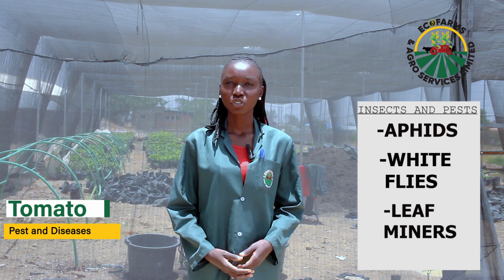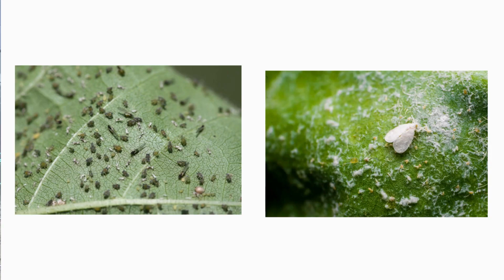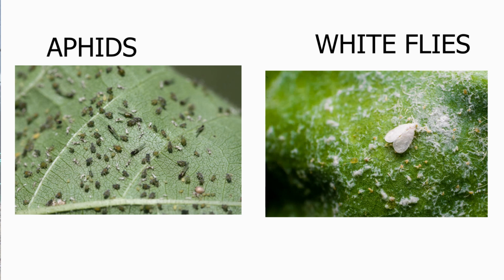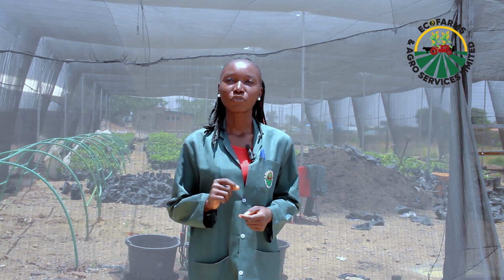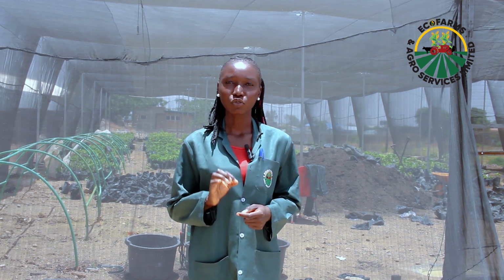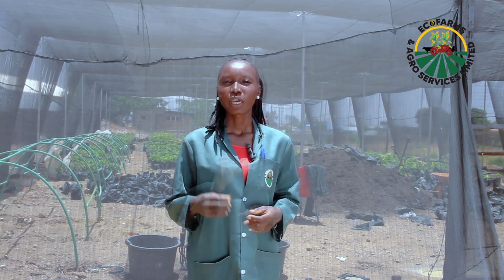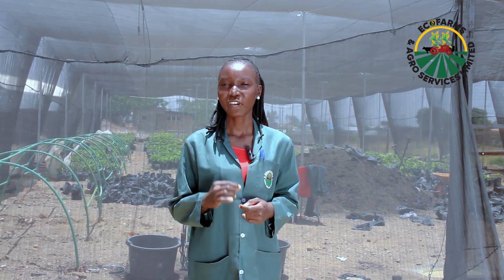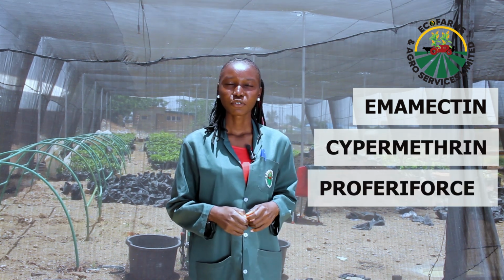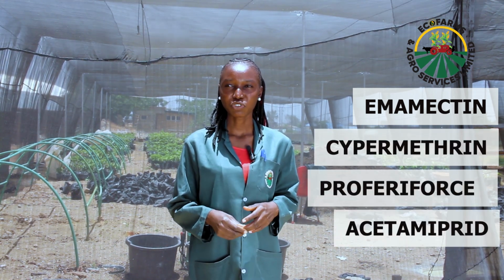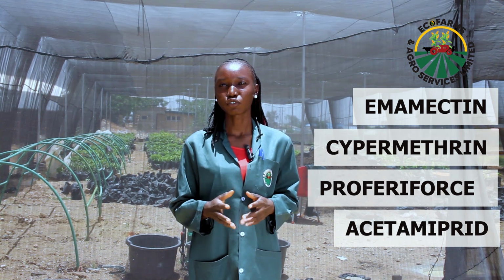We have the aphids, we have whiteflies, and we have leaf miners. So for the treatment of aphids and whiteflies, they affect the fruits and development of the plant. So for aphids, we treat with insecticides that have a certain percentage of a particular active ingredient. So for aphids and whiteflies, we have insecticides that have high volume of abamectin, cypermethrin, profenofos, and then acetamiprid, which should be above 50 grams per volume.